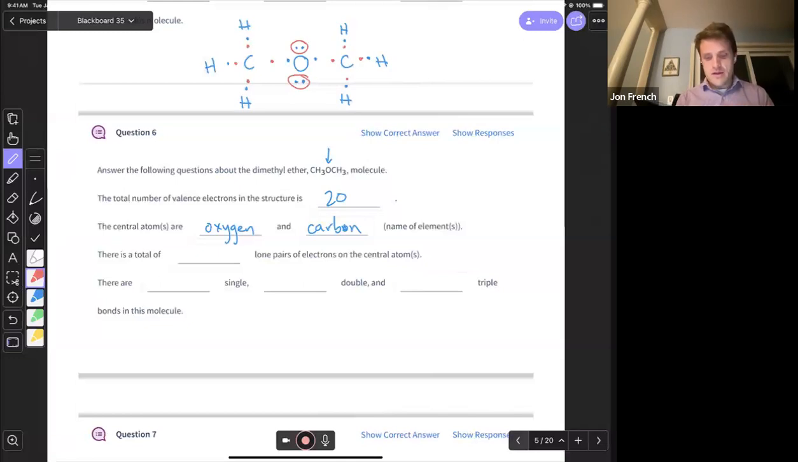And there are blank, single, double, and triple bonds. So there's 0 triple bonds, 0 double bonds, and then for our single bonds, I've got 1, 2, 3, 4, 5, 6, 7, 8 single bonds in this. So there are a total of 2 lone pairs of electrons.